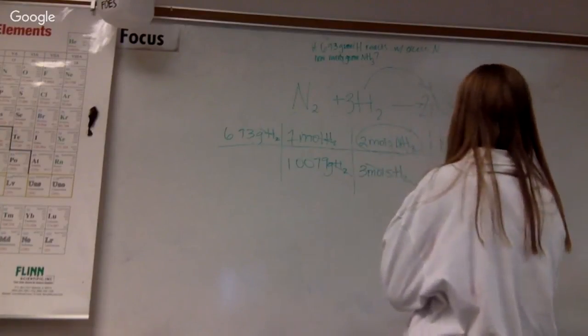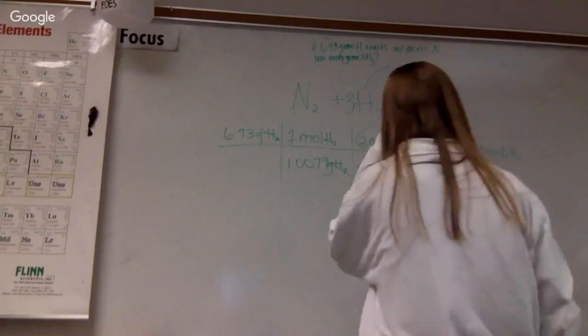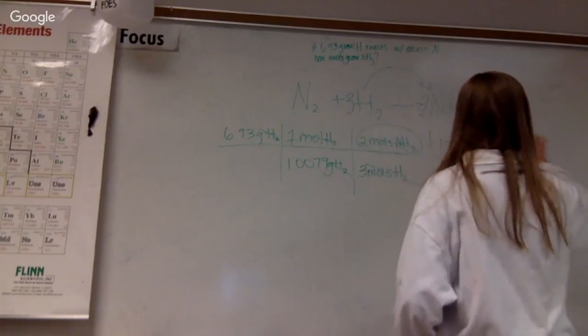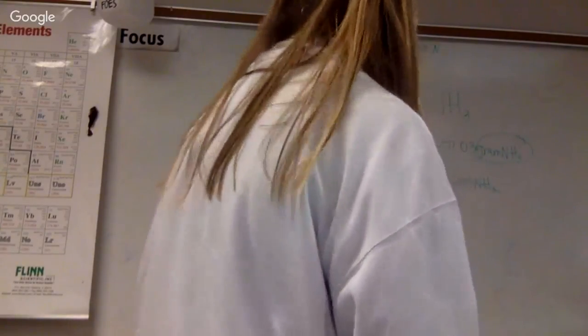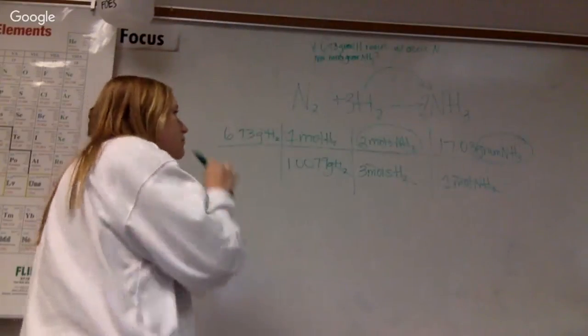So moles of NH3 cancel out. Aren't we at grams? So then all that's left is just to multiply everything on the top and divide by everything on the bottom.